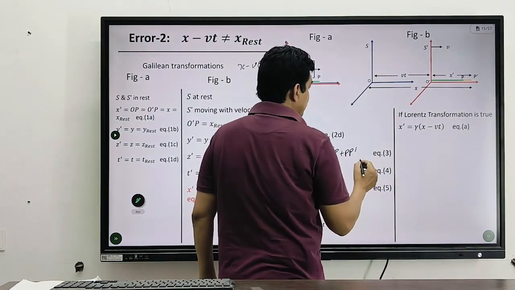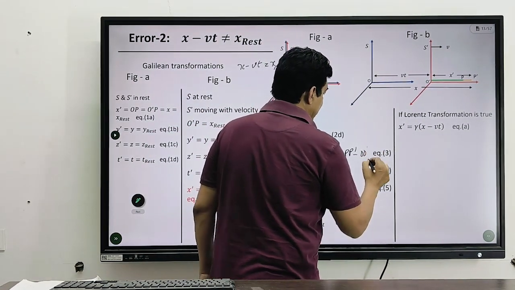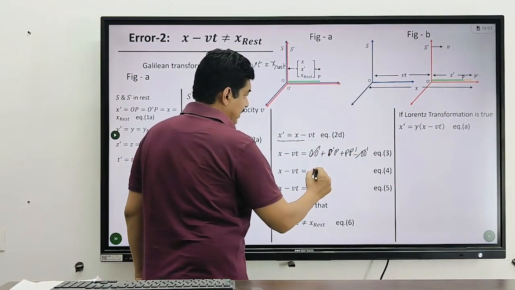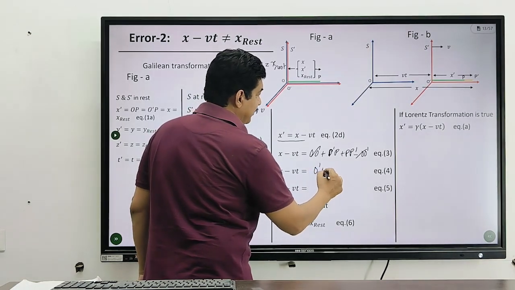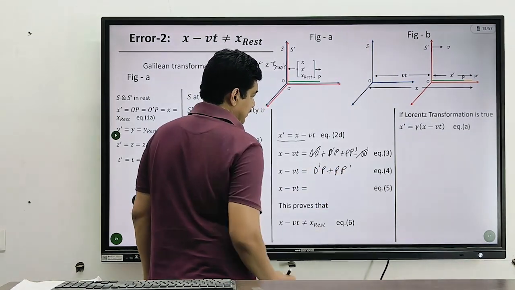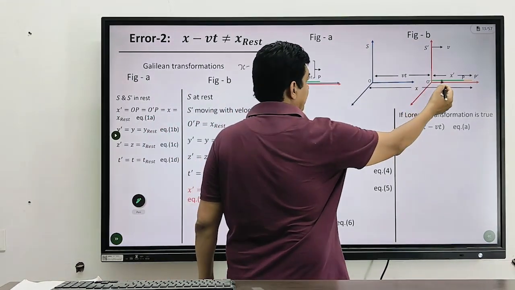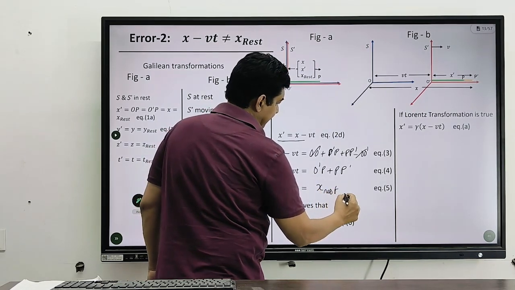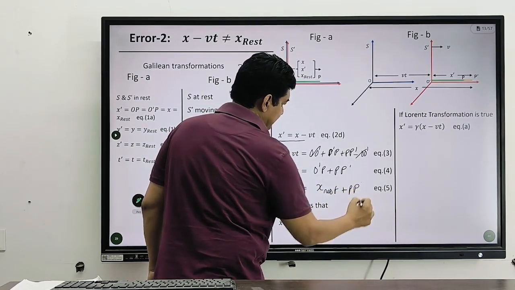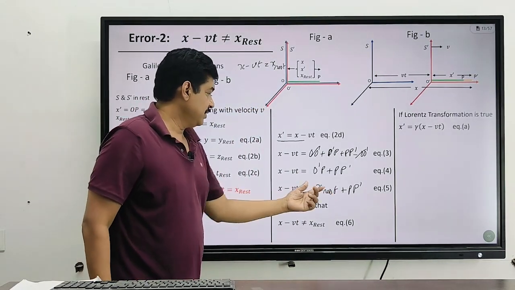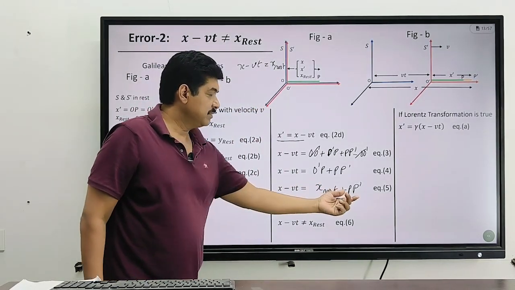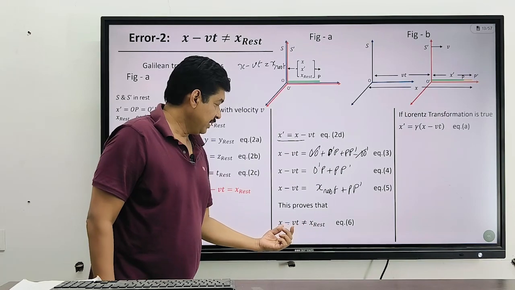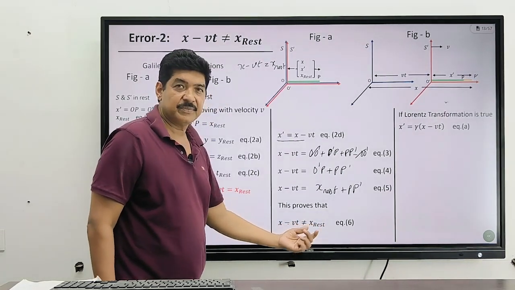Then vt is equal to minus O prime. We cancel this. What we get is O prime P plus P prime, right? What is O prime P? O prime P is equal to x rest. So x minus vt is x rest plus P prime. See, x rest is not equal to x minus vt because P prime is also there. Therefore, I have proved that x minus vt is not equal to x rest, right?